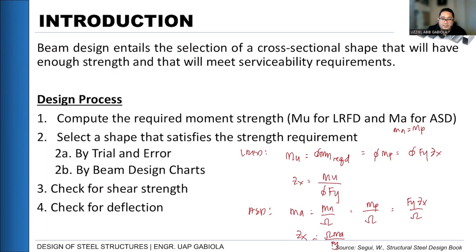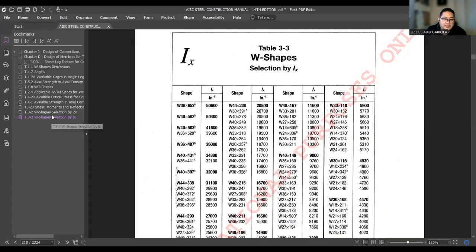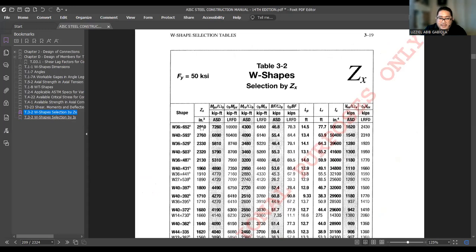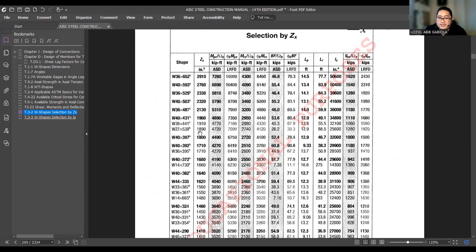Next, by design chart, no? Pag by design chart ang gagamitin, babalik tayo dun sa AISC natin. Okay? So sa AISC, kapag tingnan natin table 3-2, yan, selection by ZX. So dito naka-indicate yung value ng ZX na required mo. So yung mga calculate natin, kailangan i-convert natin sa inch cube. And then lahat ng values na yon, sa-select mo dito.